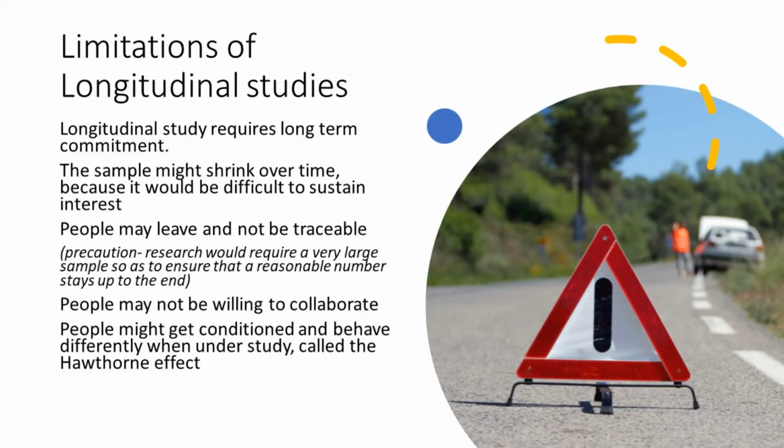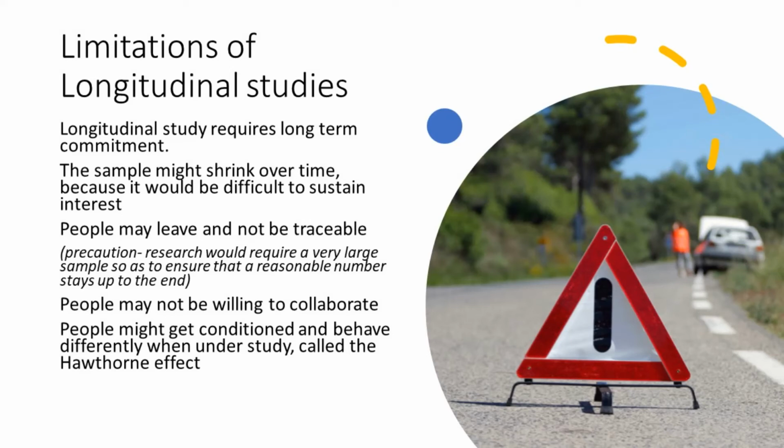Let us now look at some limitations of longitudinal study. Like all methods, longitudinal study has some limitations. For instance, longitudinal studies require long-term commitment on the part of the researcher and the researched. Such studies have the risk that the sample might shrink over time because it would be difficult to sustain interest over a long period of time. People may leave and not be traceable.